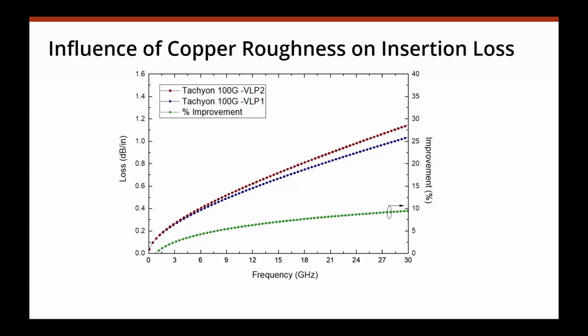Another view on that: it's the same base material, everything the same, but the red curve is a 2 micrometer roughness copper foil. The blue curve is a 1 micrometer or so roughness copper foil. And as you can see, the losses are getting smaller with a VLP1 compared to VLP2. So as expected, the lower the copper roughness, the lower the insertion losses. And that's what the green curve is indicating: at high frequencies, we see up to a 10% improvement in insertion loss just going from one copper foil type to another copper foil type.